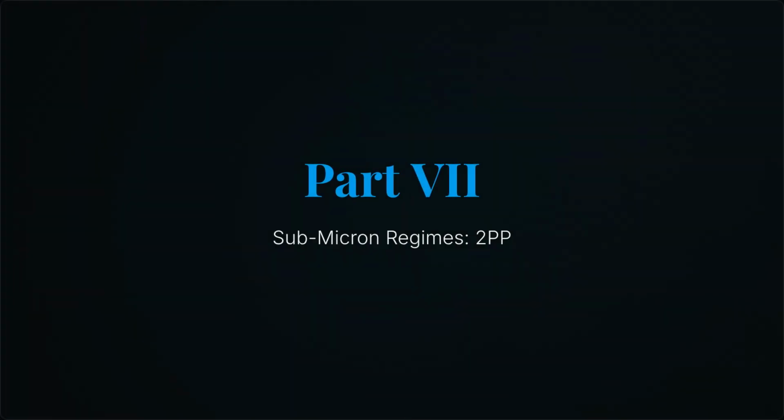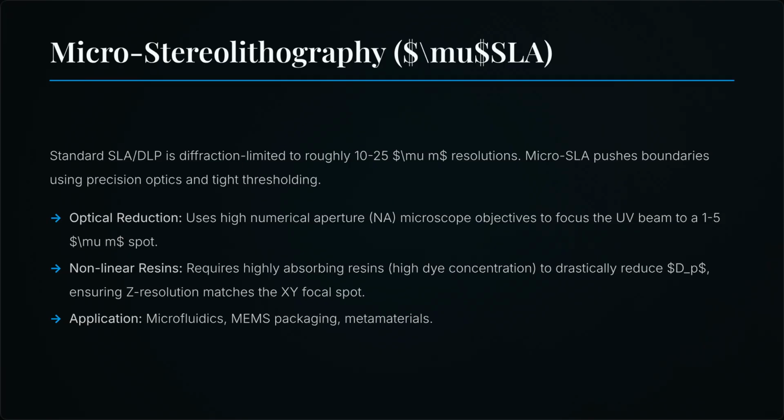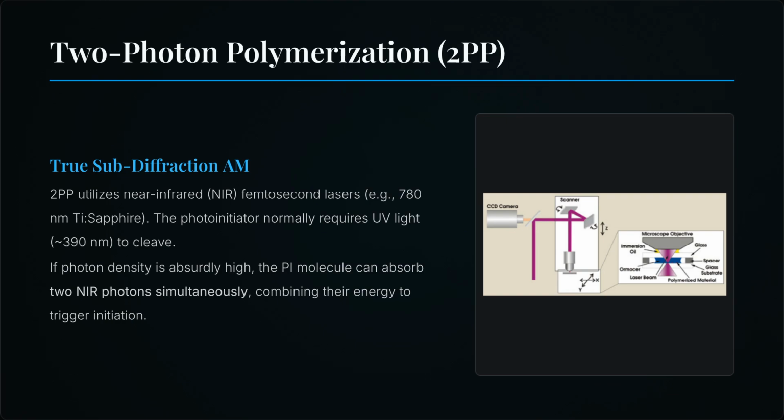In our final segment, Part 7, we explore the sub-micron regime of two-photon polymerization. Standard systems are diffraction limited. To achieve smaller features, we use high numerical aperture optics and highly absorbing resins to restrict curing to a very small focal volume. Two-photon polymerization, or 2PP, uses intense near-infrared lasers.